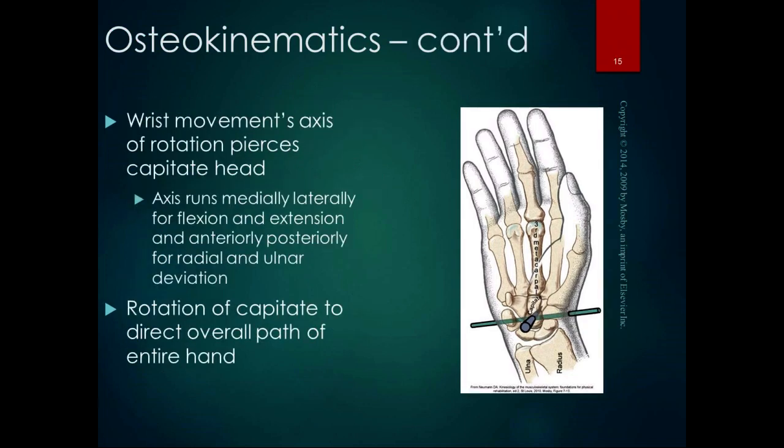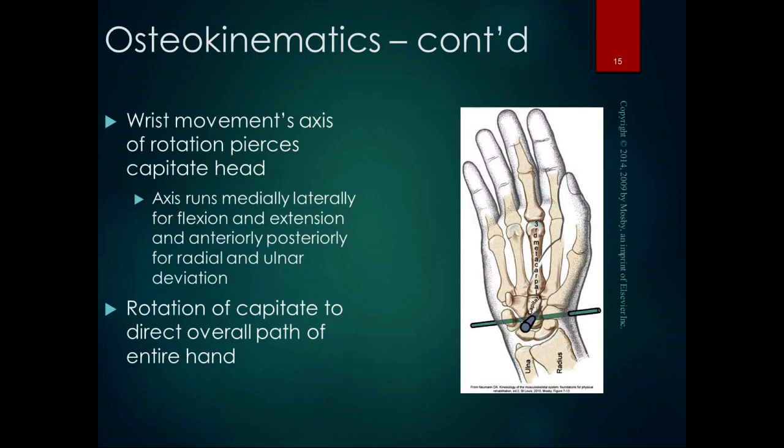The wrist movement's axis pierces the capitate head. So you can think of the capitate as being the captain of the wrist. If you want, you don't have to think of it that way. But it's the center point. It's where the 2 axes cross. The medial lateral axis for flexion and extension goes through the capitate, and the anterior posterior axis for radial and ulnar deviation.